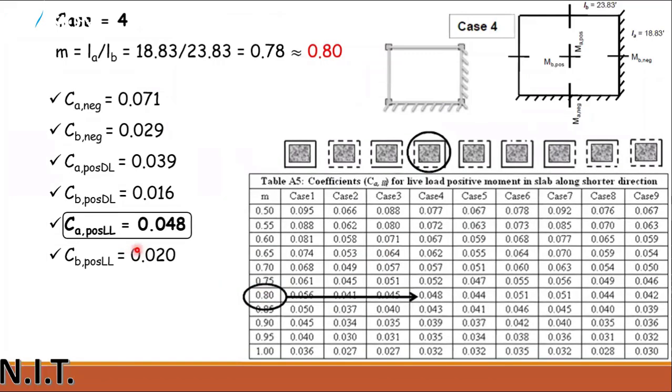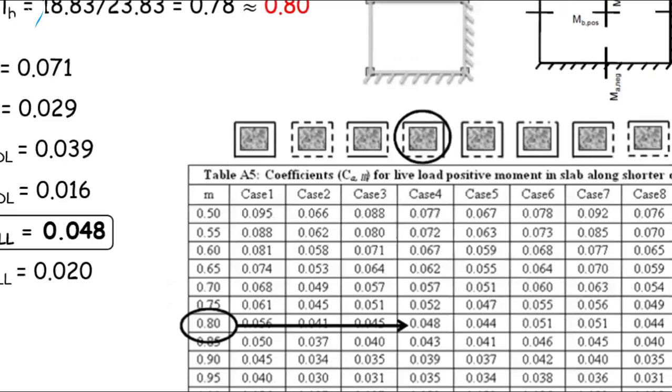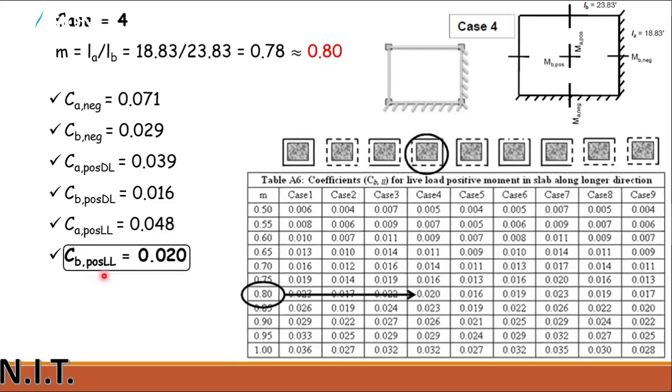And for Ca positive live load, you can see this table is for Ca positive live load. If I zoom in, you can see this is the Ca live load positive moment. Clear? So this value is for case number 4. The value of Ca positive live load is 0.80. Clear? And Cb positive live load, as you can see for case number 4, is 0.020.